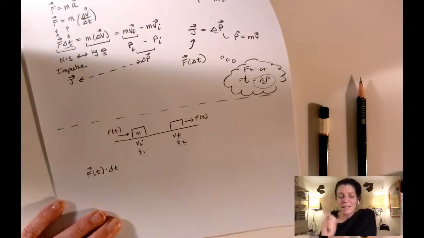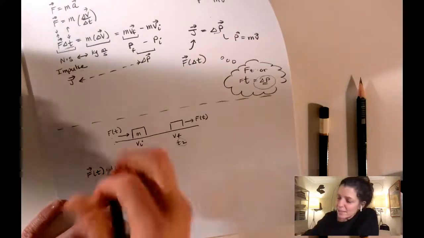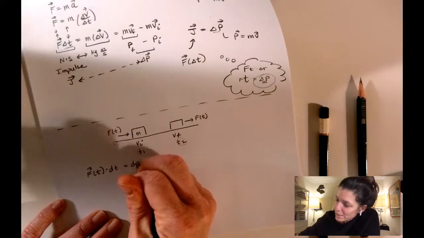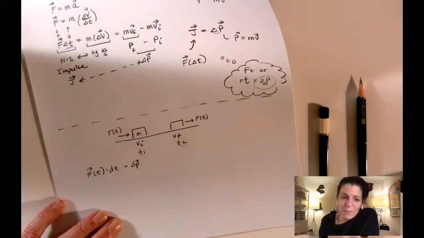So that's my tiny little impulse, my force applied for the tiniest little time. Well, that's going to produce a teeny tiny little momentum change. And instead of writing that as delta p, I'm going to write that as dp. And just to remind us that momentum is a vector, I am going to put a vector over that.